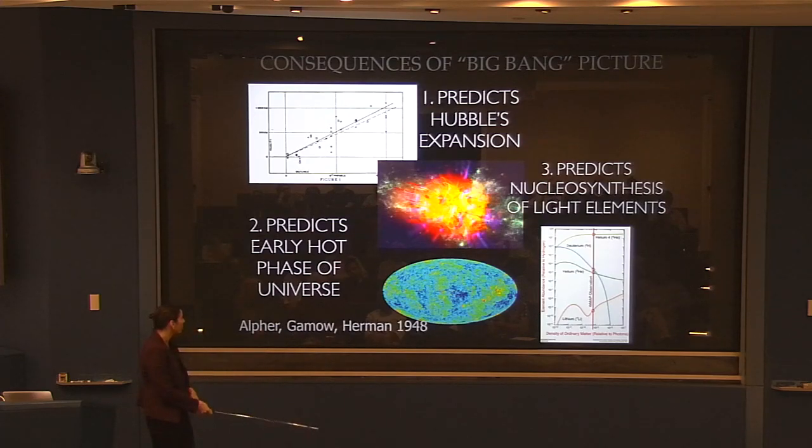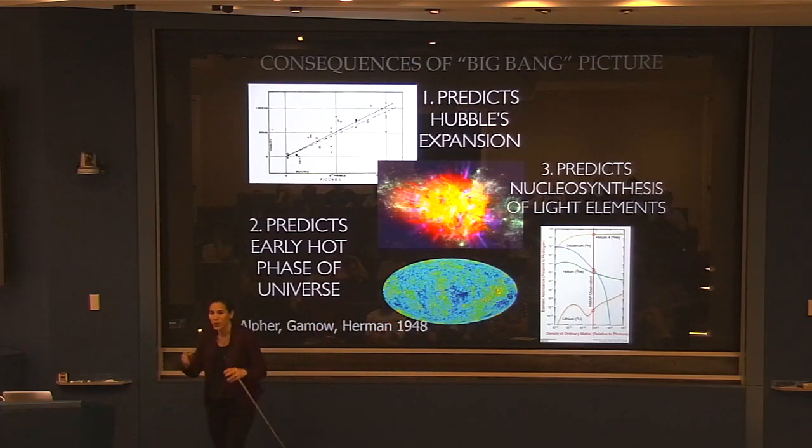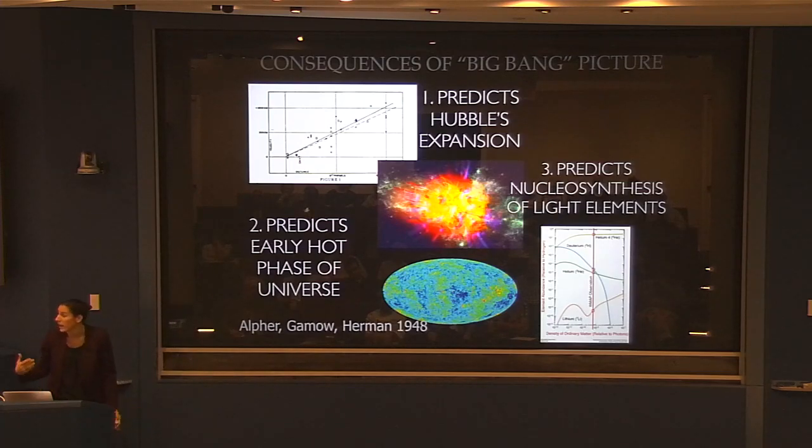It actually also predicts the very early phases of the universe, so this hot radiation that we now know is the cosmic microwave background, and it also predicts the nucleosynthesis of light elements. So think about this. When you go back to high densities and high temperatures, you start to get fusion reactions, just like in the centers of stars. And that same process is happening in the early universe, and you're synthesizing heavier elements than hydrogen in the Big Bang itself.